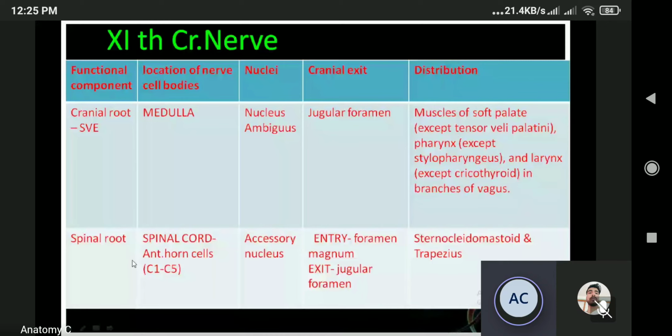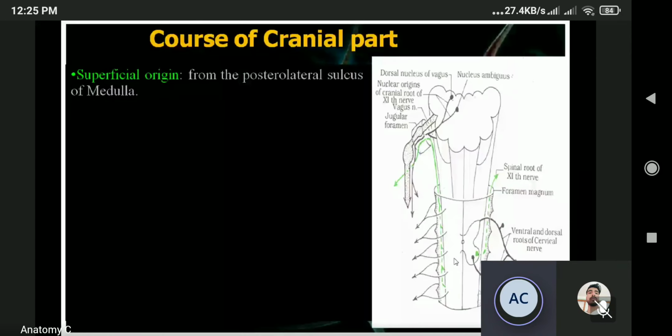Now I'll move to the course of the cranial part. Just focus on the cranial part. This is the lower part of the nucleus ambiguus, which will give rise to the cranial part of the accessory nerve. It will come out from the posterolateral sulcus of the medulla oblongata, below the vagus nerve. That is the exit point for the accessory nerve. Then it will enter into the posterior cranial fossa.